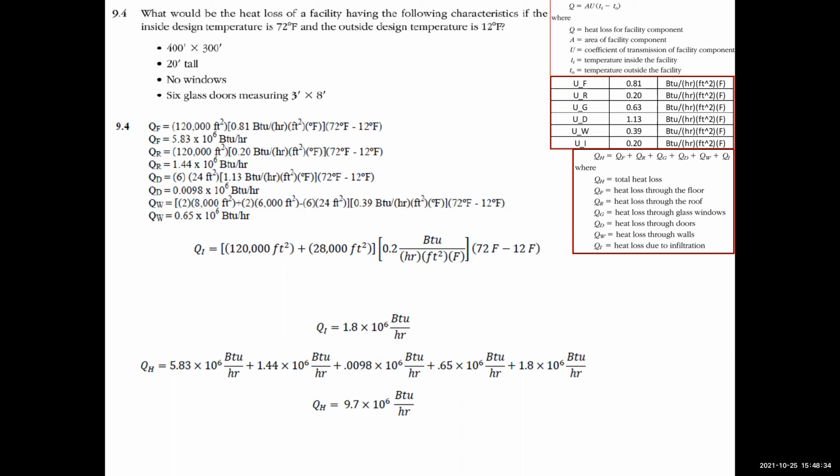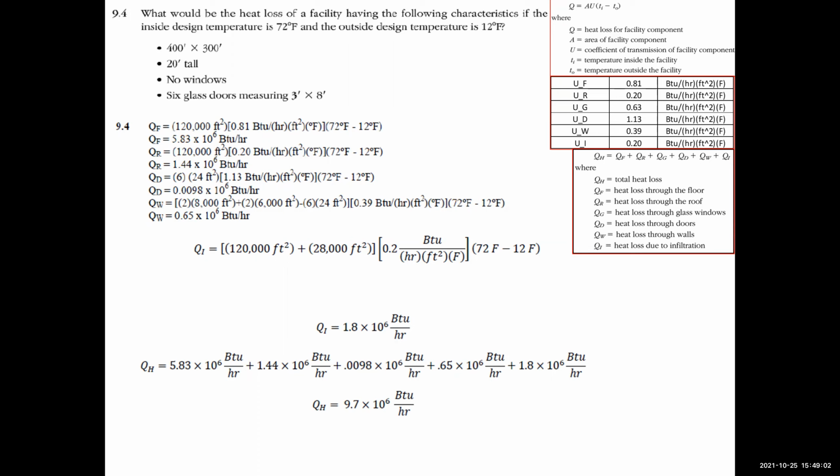Q walls, there's no windows stated in this problem. So for the walls, we have 2 walls that are 8,000 feet square and 2 walls that are 6,000 feet square, and we are subtracting the area for the doors, 6 times 24 feet square, multiplied by the factor and multiplied by the temperature difference.